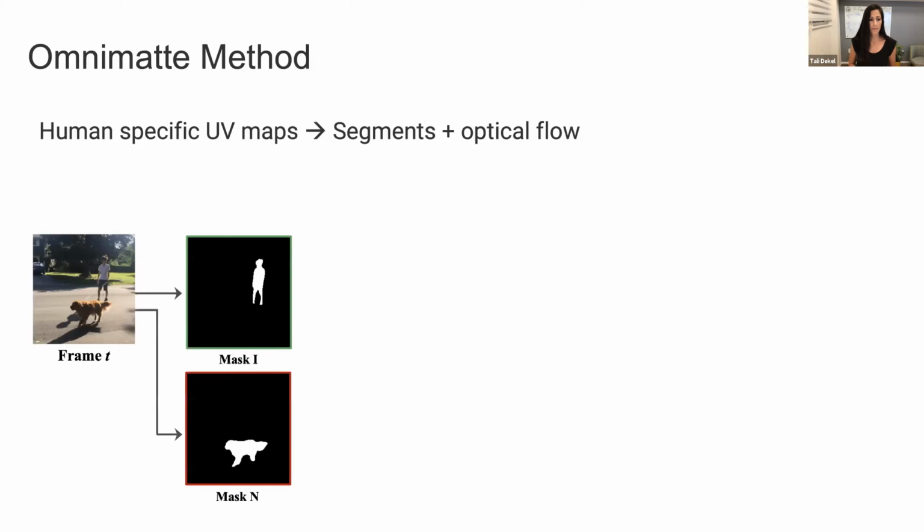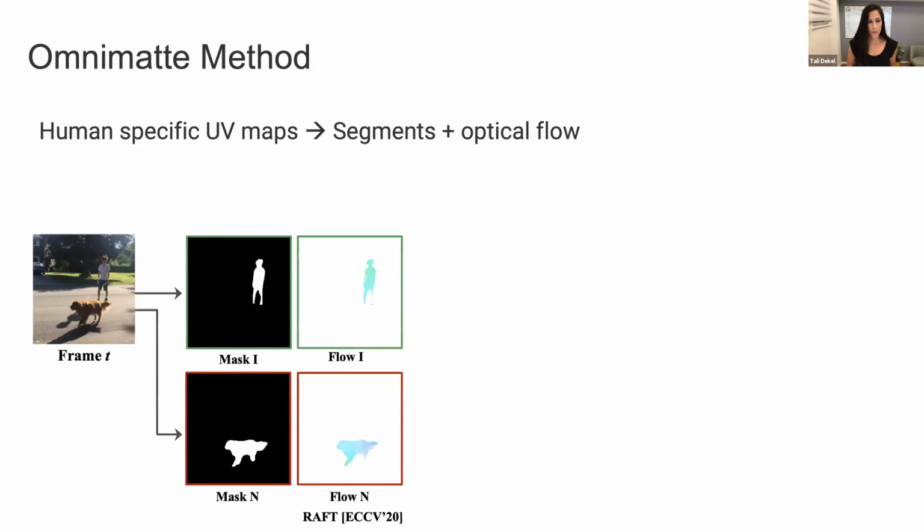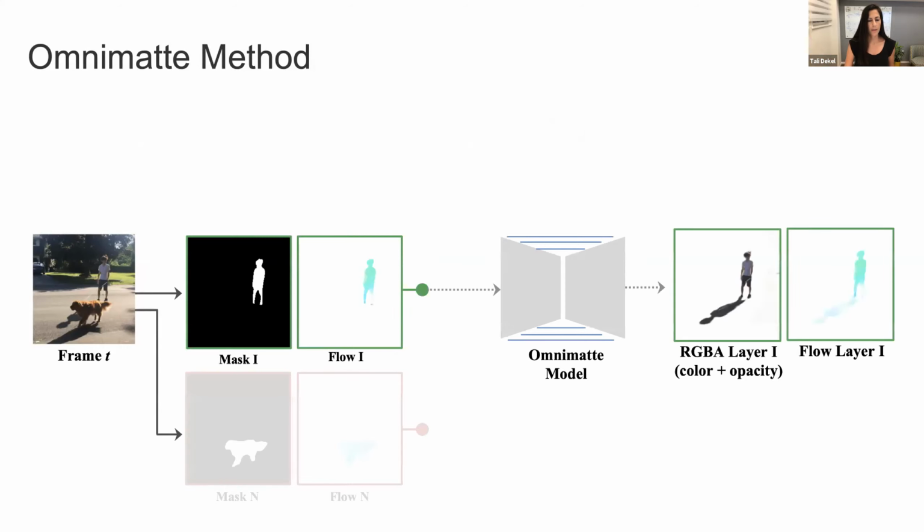For each frame, we have a rough segmentation mask for each subject or object of interest. And we also compute optical flow fields with respect to the consecutive frame. We have our Omnimatte model. And again, the layers are fed in a separate forward pass into the network, and the network predicts an RGBA layer. And the model also predicts optical flow layers. We added the prediction of the optical flow as an auxiliary task that injects information about motion into this model and improves the decomposition.